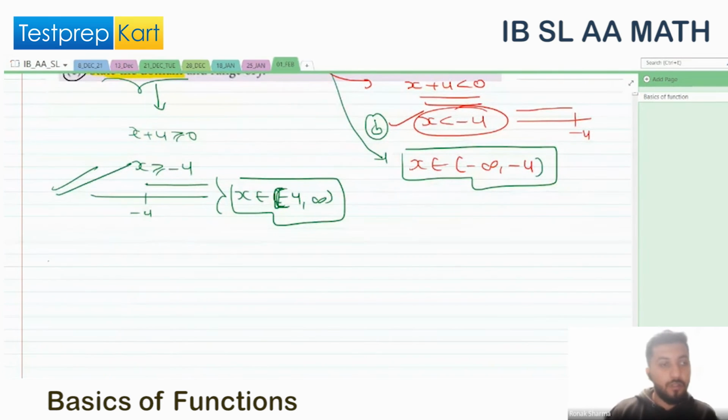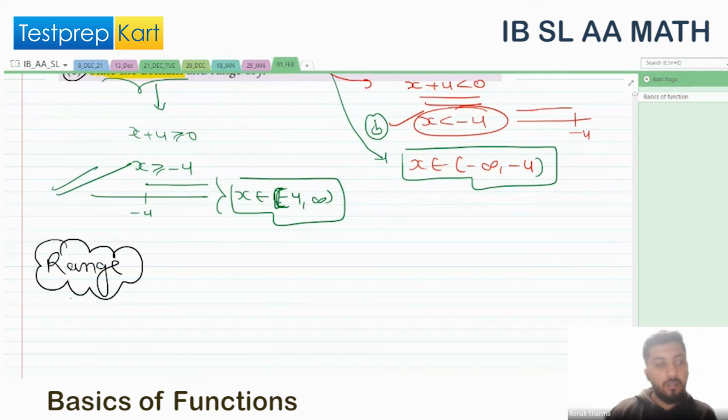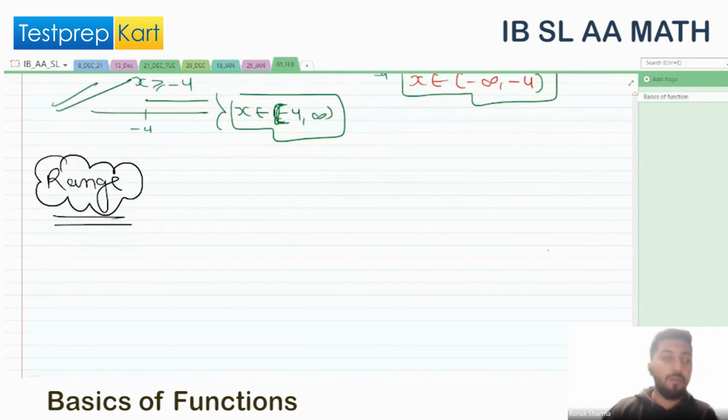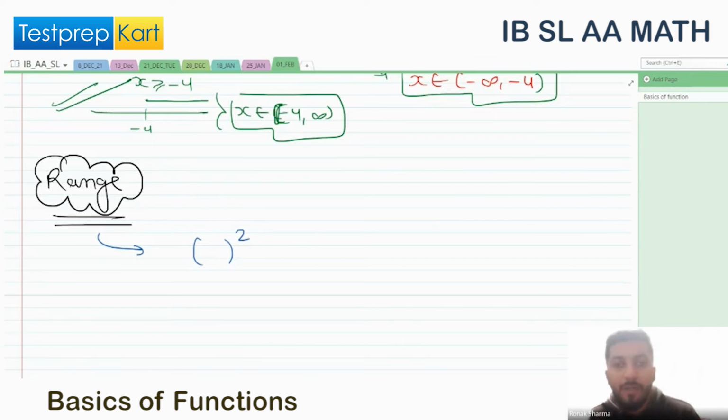Now let us talk about range. For range again, you need to see that there are a few types of function for which we need to know some basic conditions. Let's say if I have any square quantity, it can be the square of some number, some variable, or anything. I'm simply talking in general about the square.